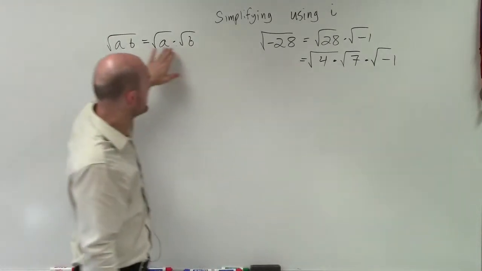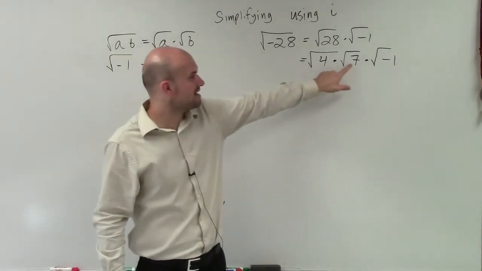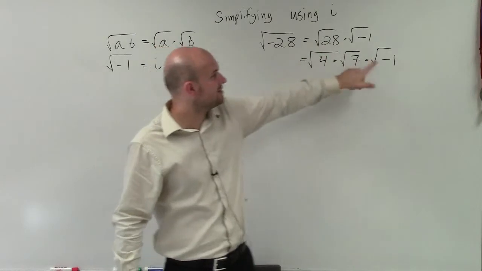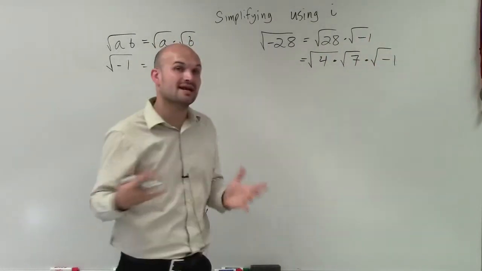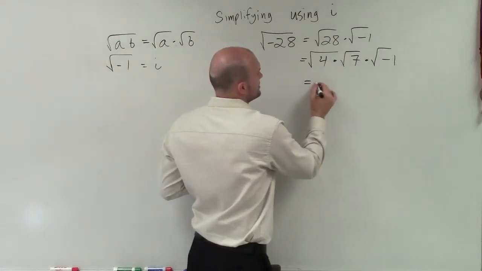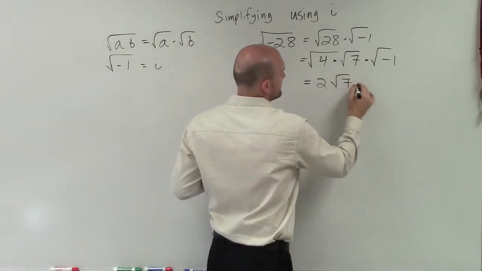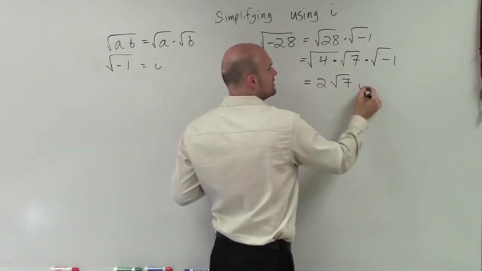Because remember, we can always break it up into our products. So 4 times 7 is 28, and then times our -1. Now I have a square number that I can take the square root of, which is going to be 2 times the square root of 7. Then the square root of -1 is going to be i.